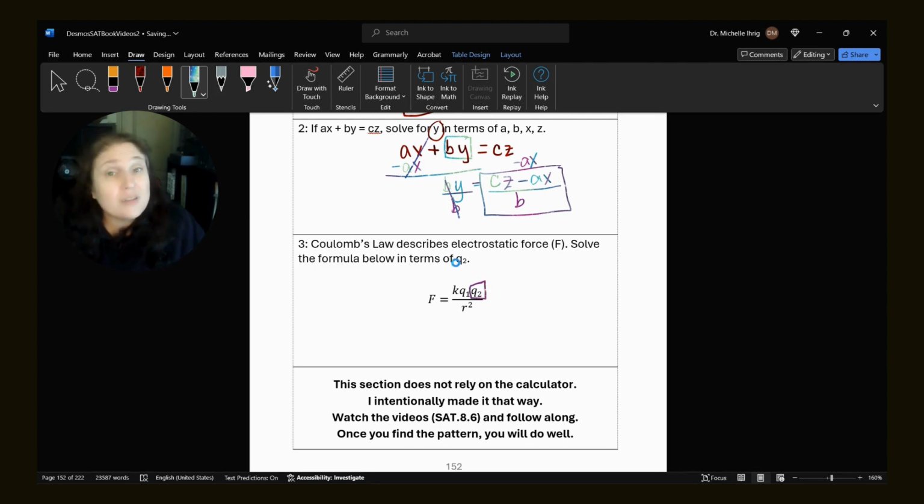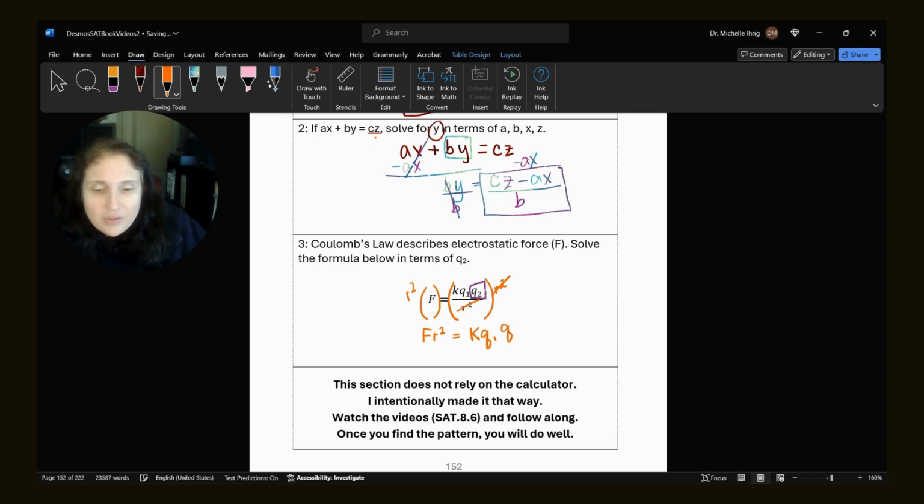So the first thing we need to do is get rid of the fraction. And how do we get rid of the fractions in 3rd grade when it was like a 3 on the bottom? We'd multiply both sides by 3. So the only difference is, instead of a 3 on the bottom, there's an r squared. So we're going to multiply both sides by r squared. When we do this, this eliminates. So we're left with F times r squared equals K Q1 Q2.